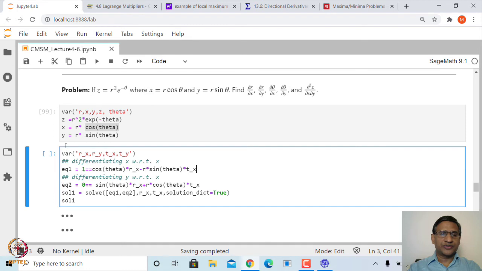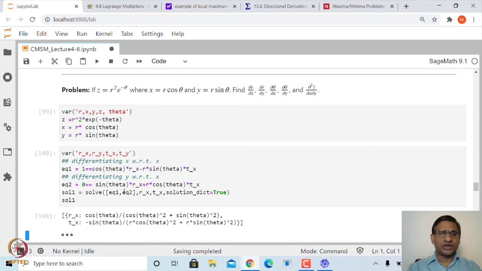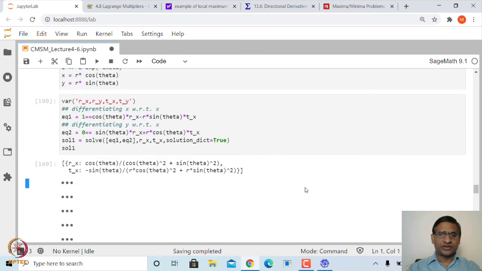Similarly, you differentiate the second equation with respect to x. So the left hand side will be 0 and the right hand side will be sin theta into del r by del x, plus cos theta into del theta by del x times r. So you look at these two equations, equation 1 and equation 2, and you can solve these two equations for r x, that is the partial derivative of r with respect to x, and the partial derivative of theta with respect to x. So these are the partial derivatives. So we have obtained the solution using this.